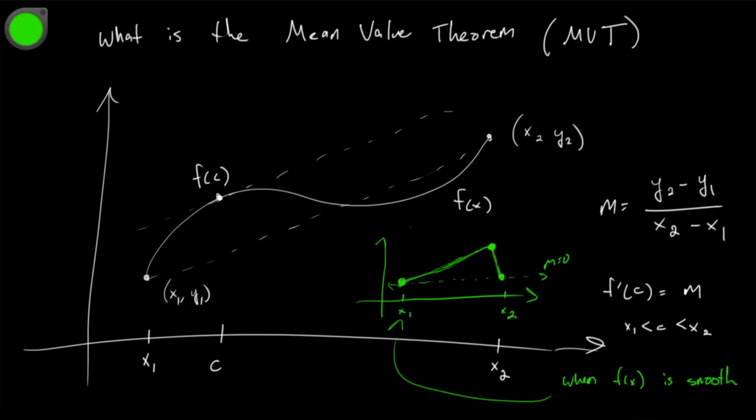Let's continue. Now that we have the mean value theorem out of the way, we want to remember the mean value theorem as we proceed here. So how do we calculate arc length?